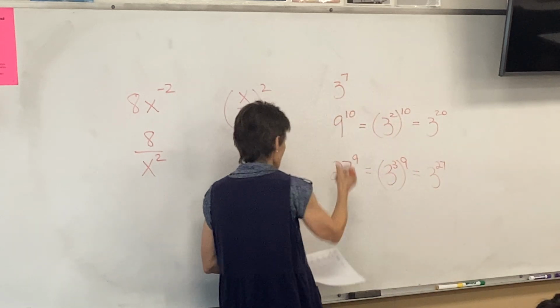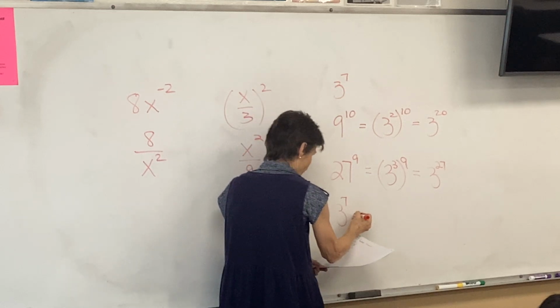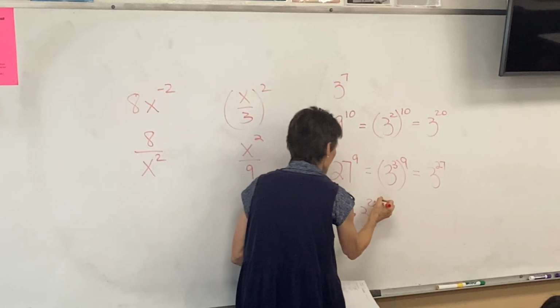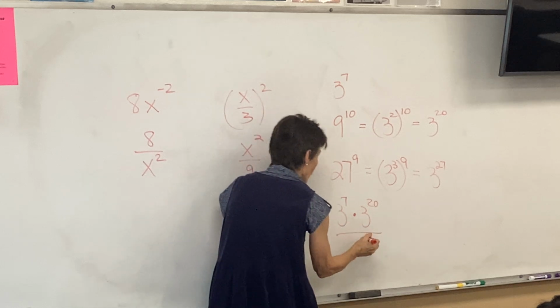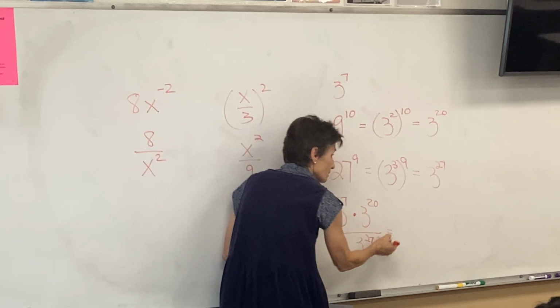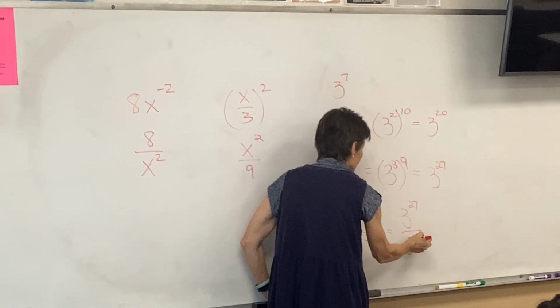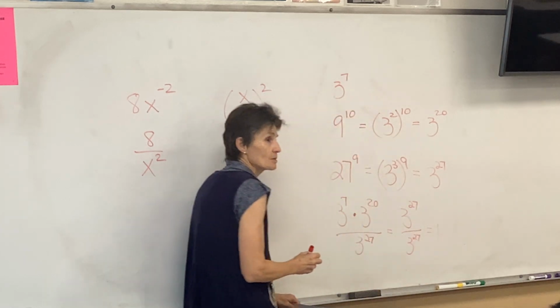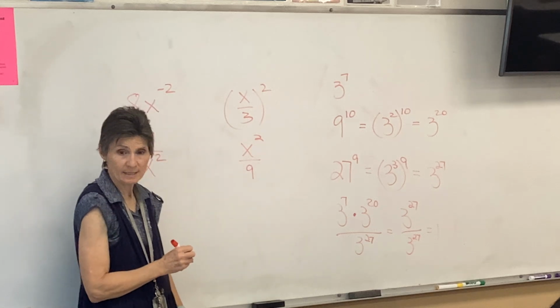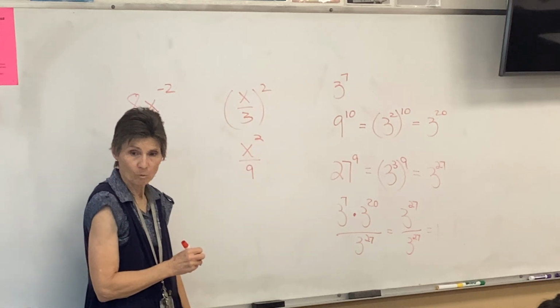So I have 3 to the 7th times 3 to the 20th over 3 to the 27th. That's 1, exactly. So that big ugly mess just came out to be 1.